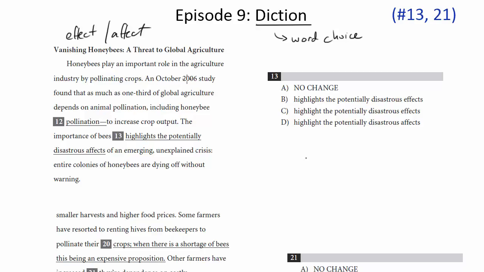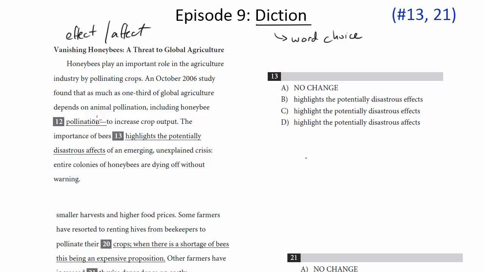An October 2006 study found that as much as 1/3 of global agriculture depends on animal pollination, including honeybee pollination, to increase crop output. The importance of bees highlights the potentially disastrous effects of an emerging unexplained crisis.